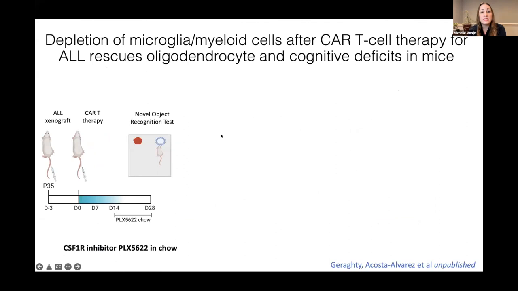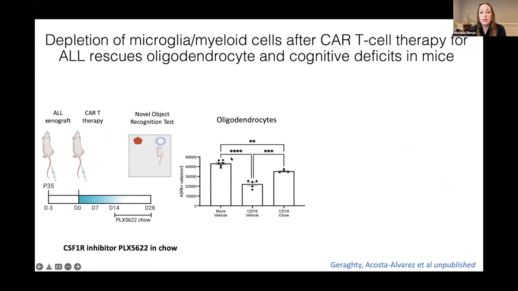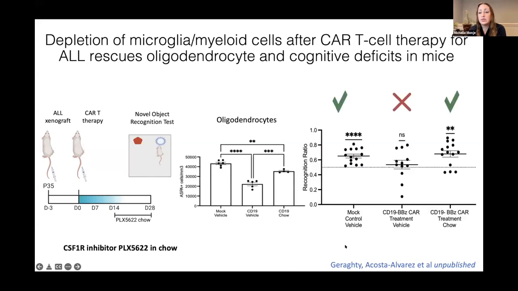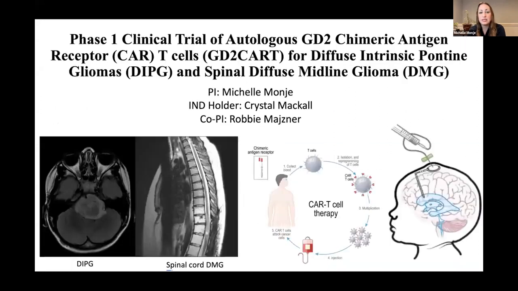And we find that there is an impairment in cognitive performance in the novel object recognition test that's rescued when we deplete microglia, again, using a CSF1R inhibitor. So a CSF1R inhibitor put into the mouse chow decreases the microglial density within the brain by about 80%. That partially rescues the oligodendrocyte density and rescues cognition, at least as measured in the novel object recognition test.